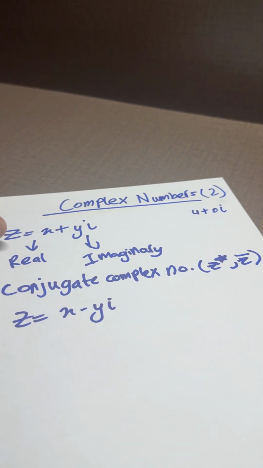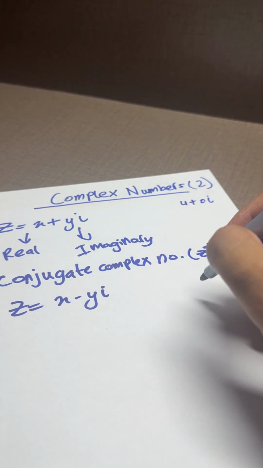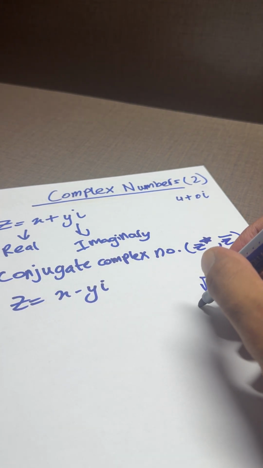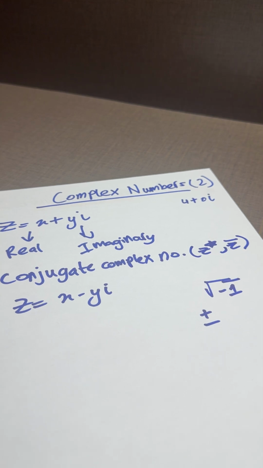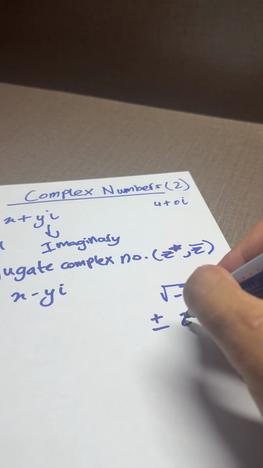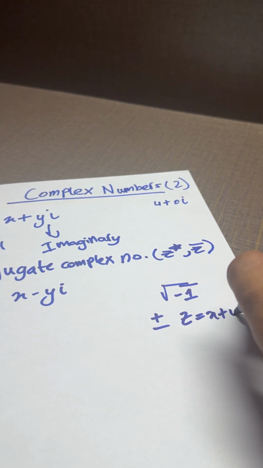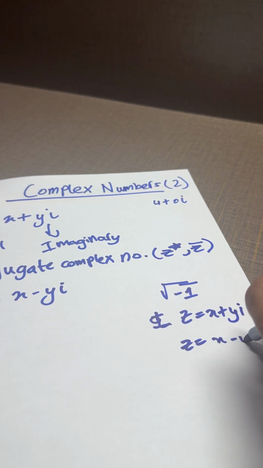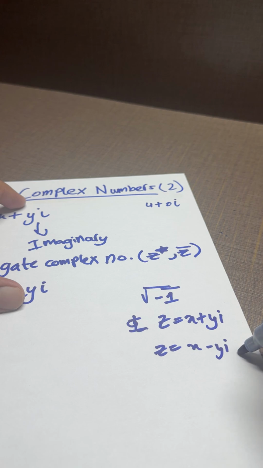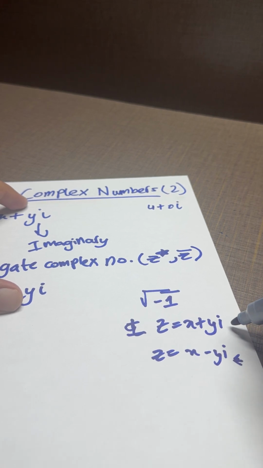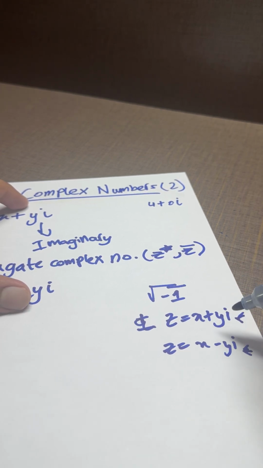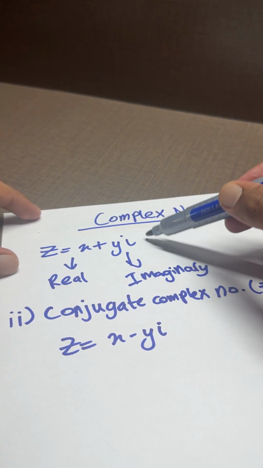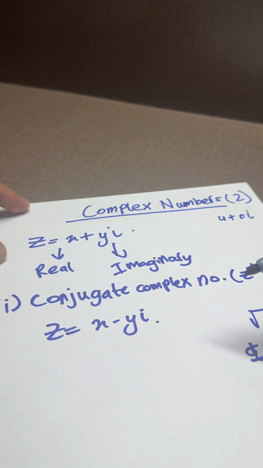So basically, because i is our square root of minus 1, whenever we have a square root, we know that we have a plus and minus as well. So for every complex number z equals x plus yi, there would be a conjugate, x minus yi, as well. If this is our complex number, then this would be its conjugate, or vice versa. It could be either one of them.